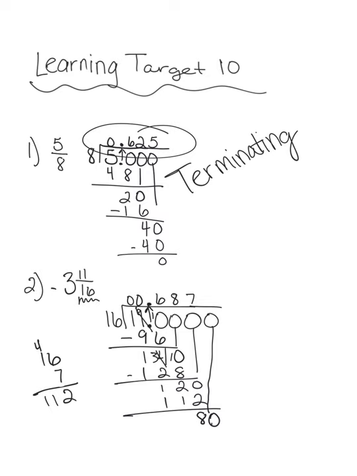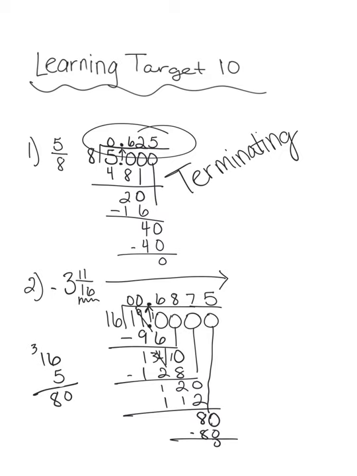And now I've got 16 times something to get me close or equal to 80. So let's try 5. 5 times 6 is 30. 5 times 1 is 5 plus 3 is 8. And here we are. It goes in evenly. And your final answer is 0.6875.